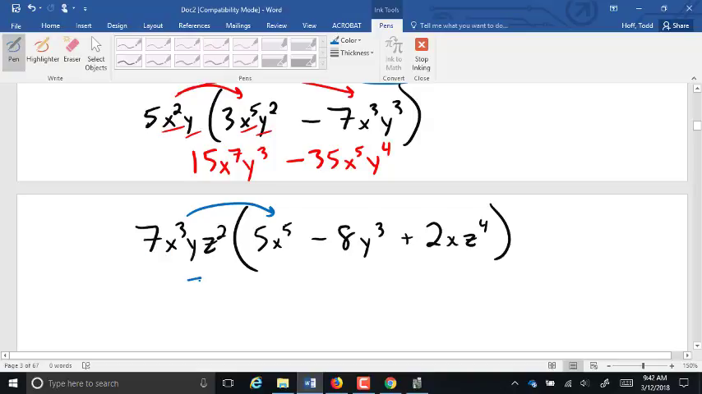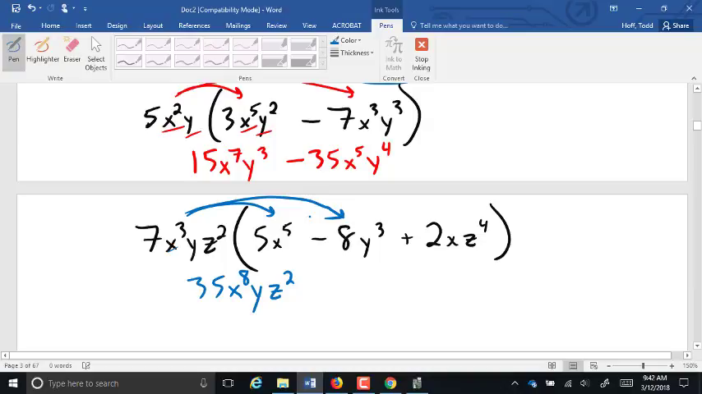Seven times 5 is 35, yep. For x, x to the 8th, good. X to the third times x to the fifth is x to the 8th. And then there's nothing to combine with the y or the z squared, so they just stay the same.